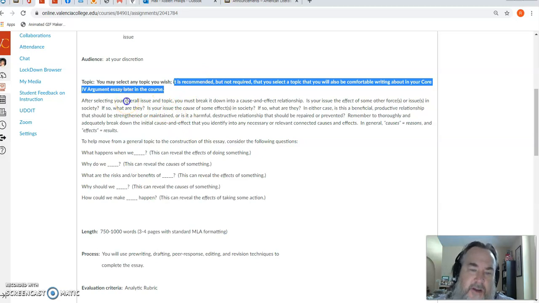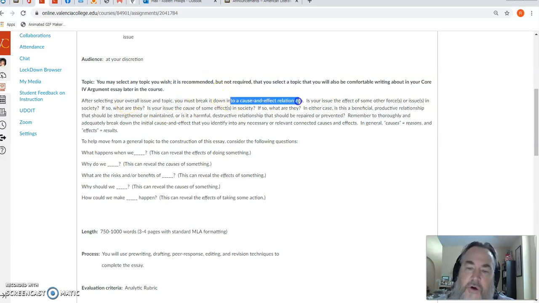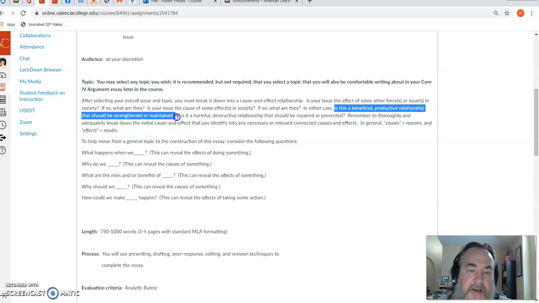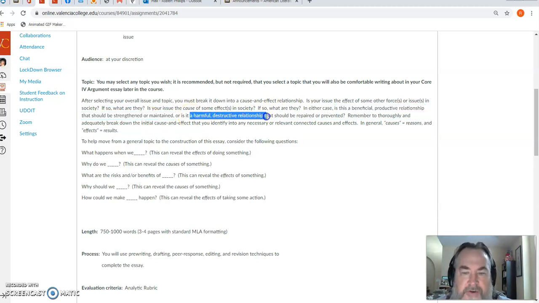So after selecting your kind of issue and your topic, break it down into cause and effect relationships. Is your issue, whatever your basic topic is, the effect of something, some other forces or issues in society? Okay, what are they? What are those forces that are causing this? If your thing is the effect, what are the causes? Is your issue the cause of something? If so, what are they? In either case, is this a beneficial, productive relationship that should be strengthened or maintained? Or is it a harmful, destructive relationship that should be repaired or prevented?